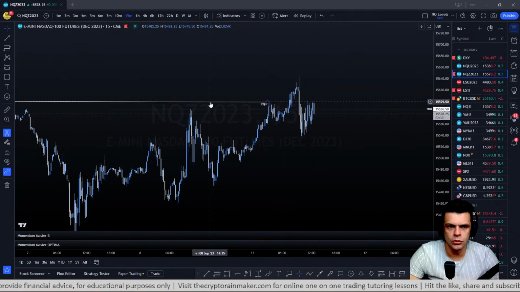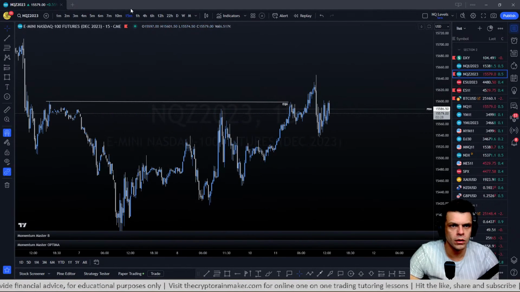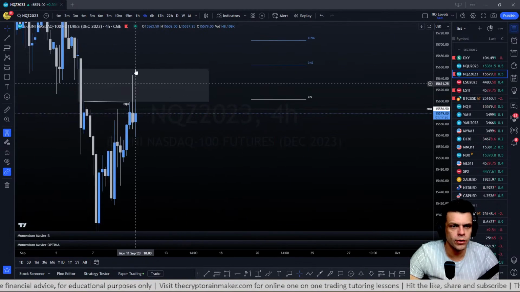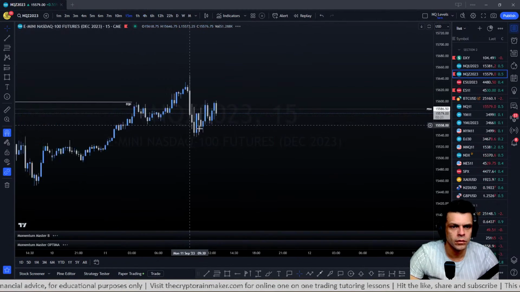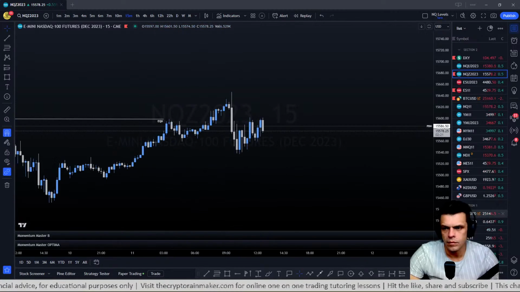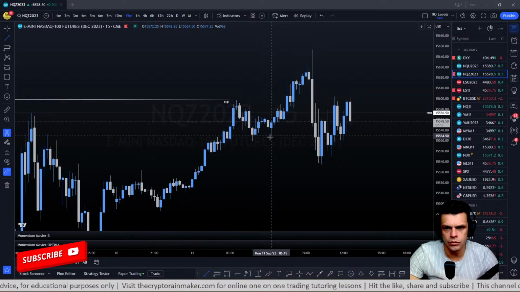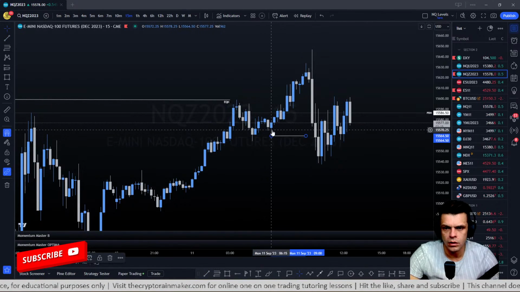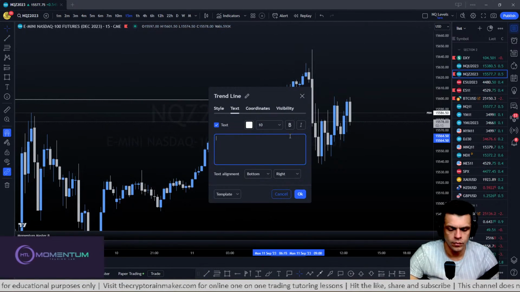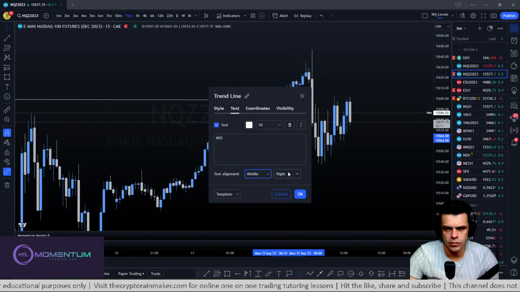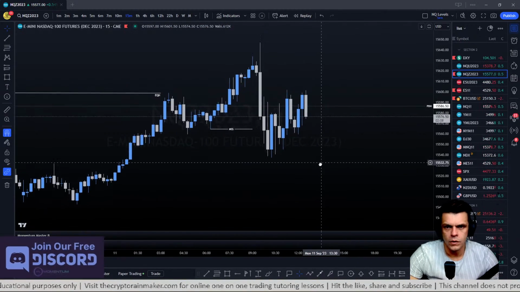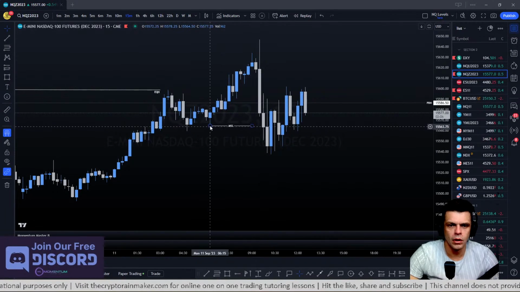You can see they pushed it right into the buy side liquidity, rebalanced the fair value gap on the 4-hour. And then this was your market structure shift right here. So this was the very last higher low. So that is definitely displacement below the previous low.